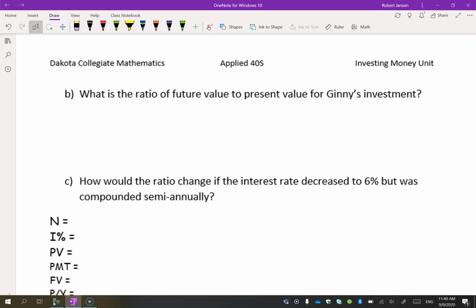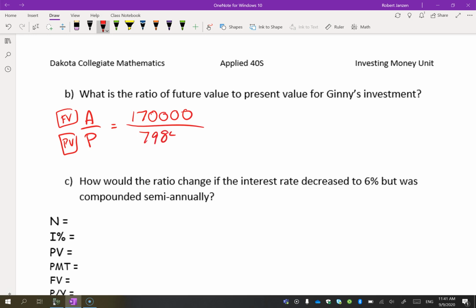What is the ratio of future value to present value? Okay. To find the ratio, this is future value, and this is present value. A ratio is a proportion. So we want to end up with 170,000, and we put in 79,846. The ratio is 2.13. Okay, so in other words, the investment has more than doubled.